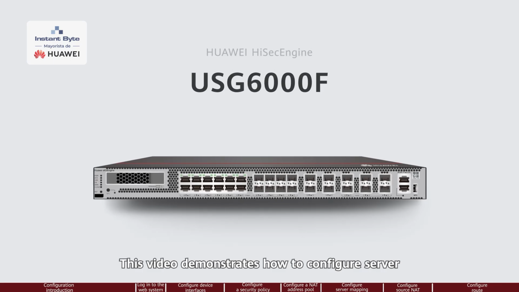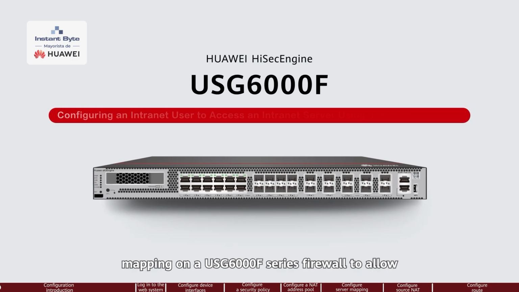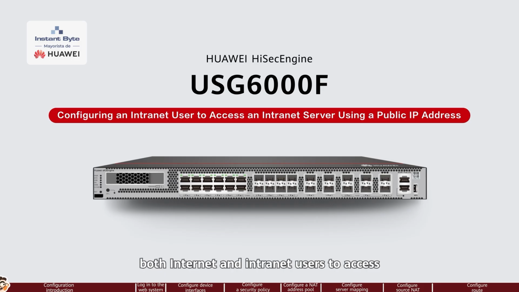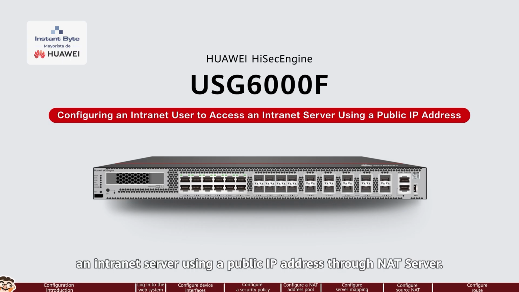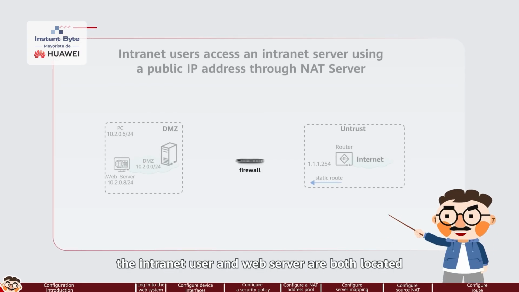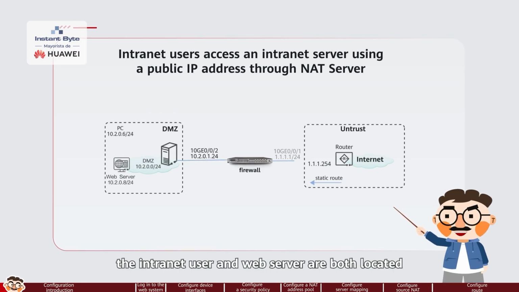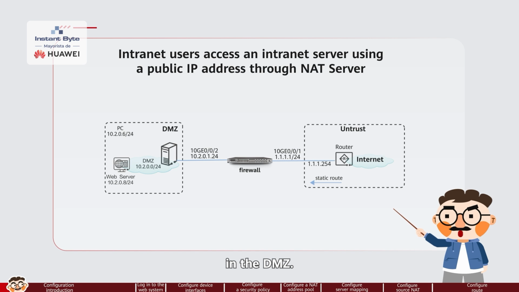This video demonstrates how to configure server mapping on a USG6000F series firewall to allow both internet and intranet users to access an intranet server using a public IP address through NAT server. In this topology, the intranet user and web server are both located in the DMZ.